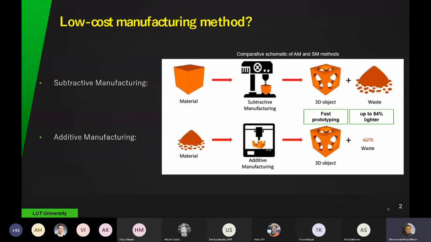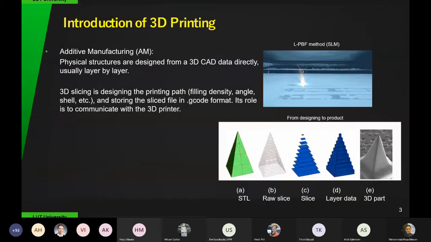Okay, as we can see, we have subtractive manufacturing and additive manufacturing for producing the anodes for the electrochemical cells. As a comparison, additive manufacturing can offer fast prototyping and up to 84% less waste production in comparison to conventional subtractive manufacturing. So this can be a significant advantage of additive manufacturing for manufacturing these electrodes.